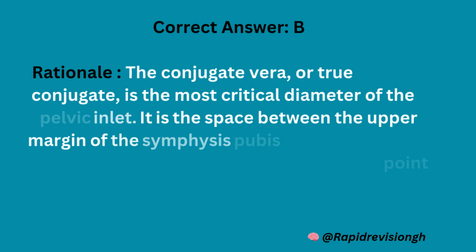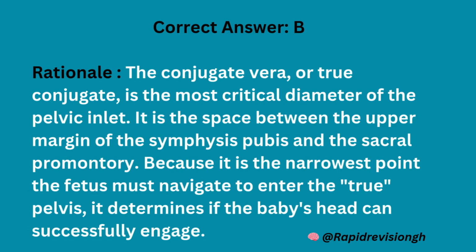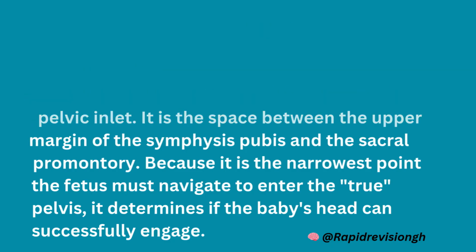Correct answer. B. Rationale. The conjugate vera, or true conjugate, is the most critical diameter of the pelvic inlet. It is the space between the upper margin of the symphysis pubis and the sacral promontory. Because it is the narrowest point the fetus must navigate to enter the true pelvis, it determines if the baby's head can successfully engage.